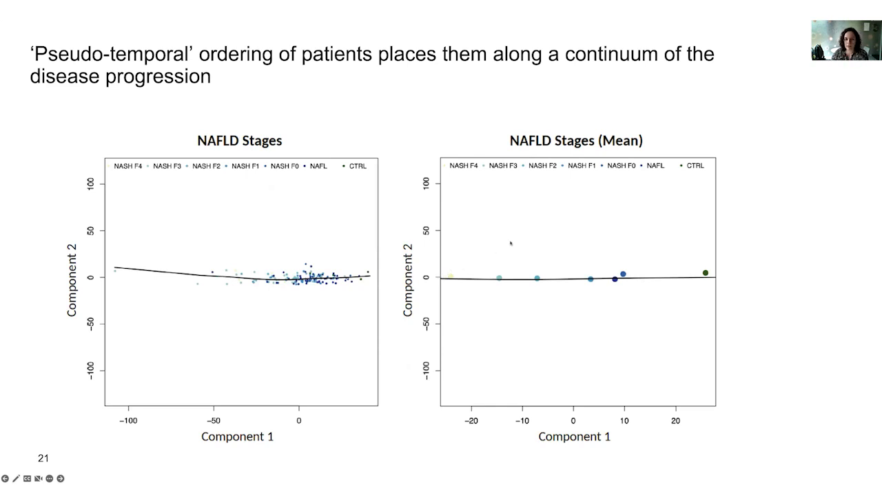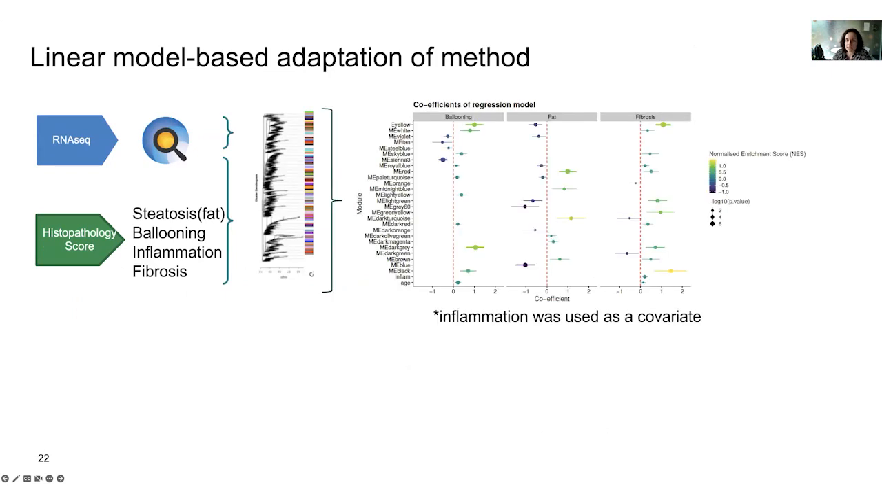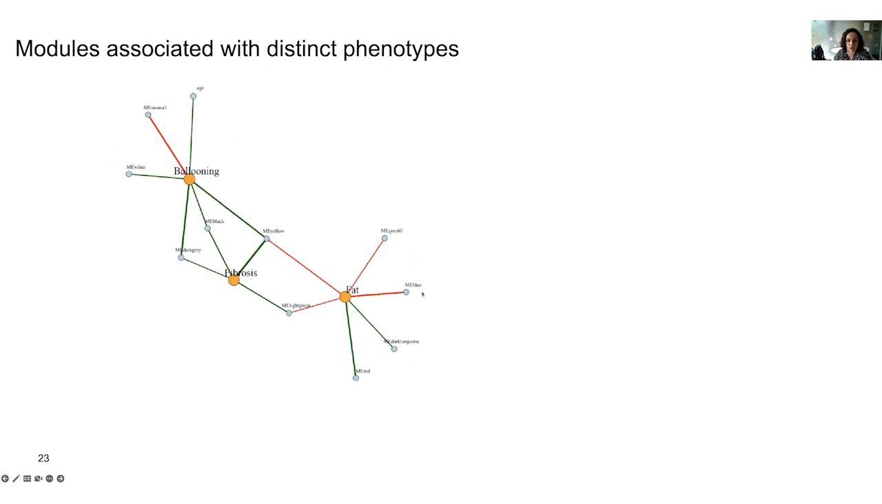With this and our previous method in hand, we said, okay, can we walk along the trajectory, using a sliding window approach, to make a video of the networks and how they change along the trajectory. This time we again took the RNAseq from the patients and the histopathology score for the different subcomponents of the disease. We ran WGCNA. Instead of correlating, this time we used a linear model to associate modules with different subphenotypes. We ended up with a little network of modules that are associated with the disease. Red is positive association, and green is negative.